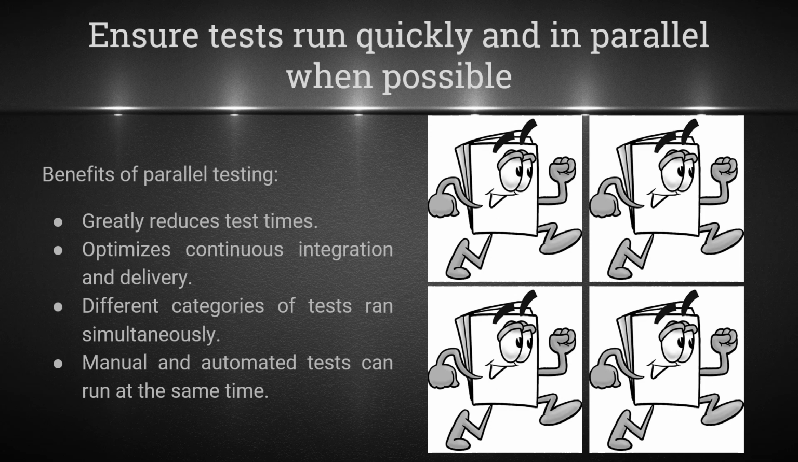We can run different categories of tests at the same time across many different servers. The amount of time we save is directly related to the number of tests we run at the same time. The increased speed for testing helps with our goal to optimize continuous integration and delivery. It allows us to get our code tested and fixed as quickly as possible.